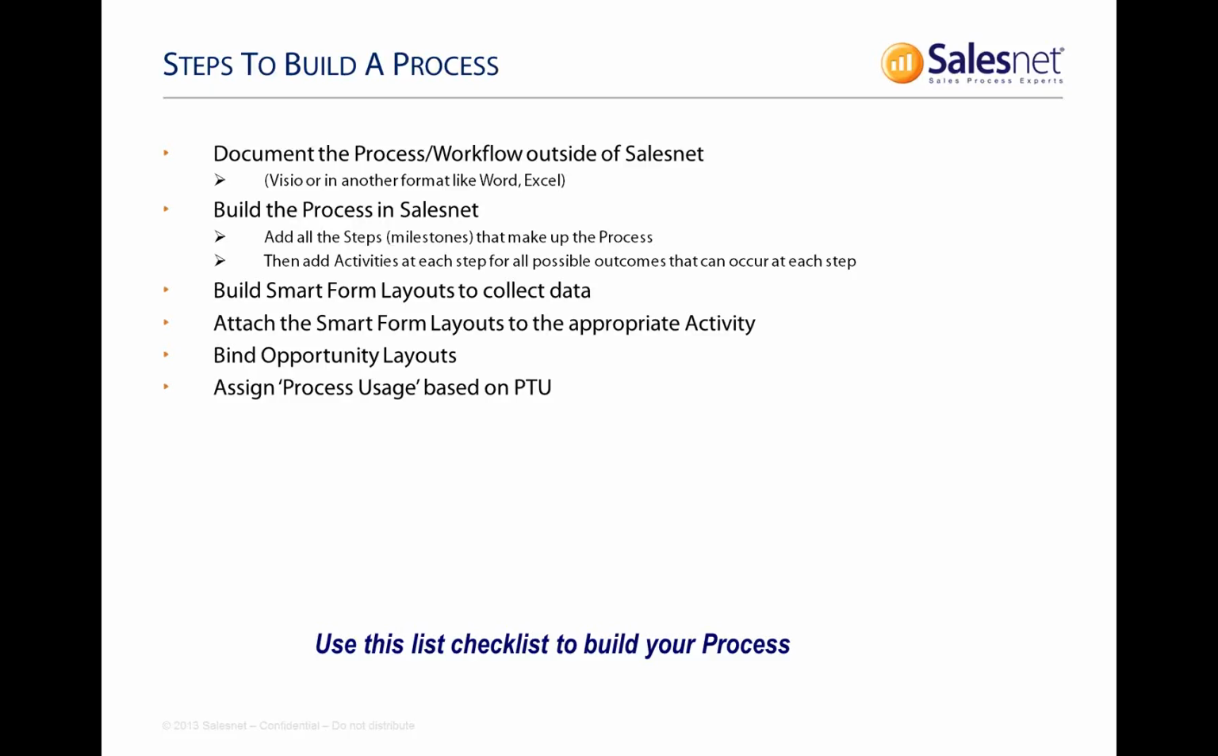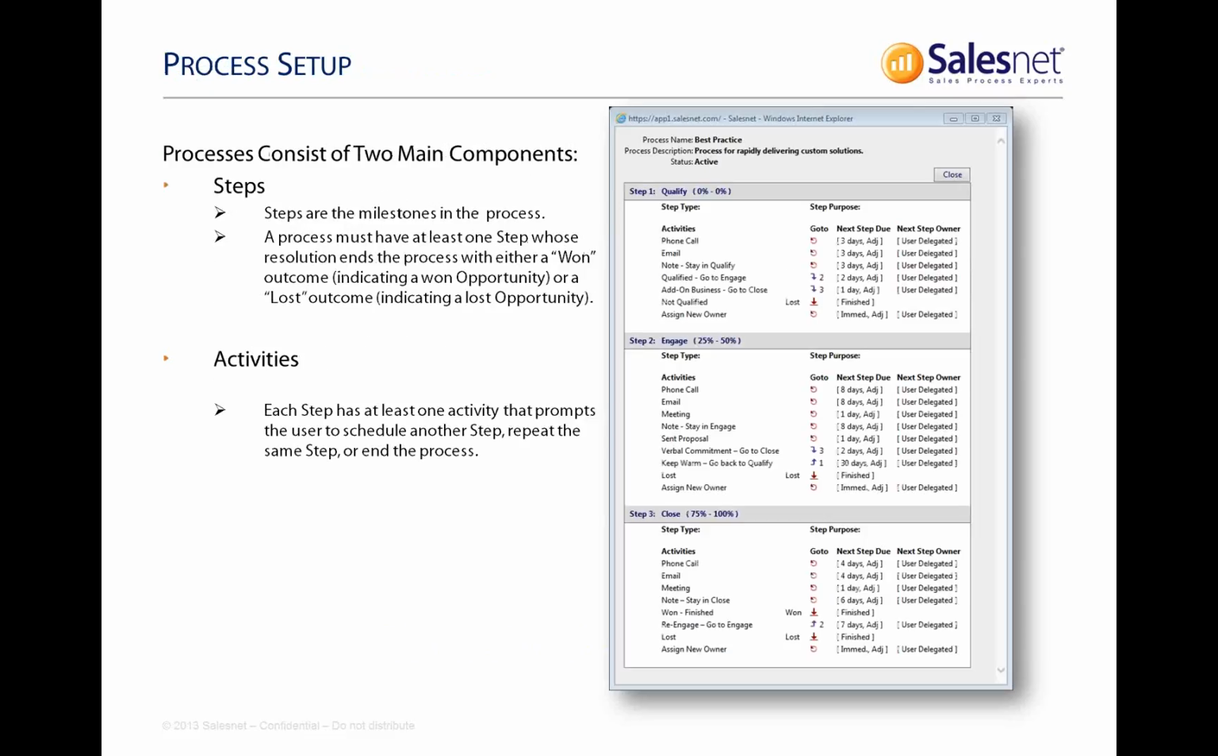So when we talk about building the process in Salesnet, there's a need to support opportunity management. Obviously an opportunity is going to have fields and it's going to have layouts. Well, opportunities also need process. And then within that process, we can leverage smart forms. So there are more components to the opportunity area than there are in the rest of the system.